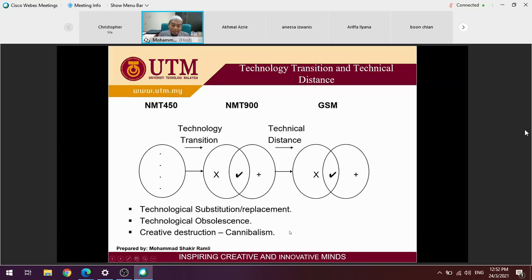And also in economy, it is good to study creative destruction or cannibalism. You can browse on Google about technology transition. It is better for you to read more on Google. It explains more about this process of technological transition, technical distance, substitution, replacement, obsolescence, creative destruction. What happens in disruptive innovation? Mostly creative destruction, by Schumpeter. Schumpeter is the economist we call the father of innovation economics.